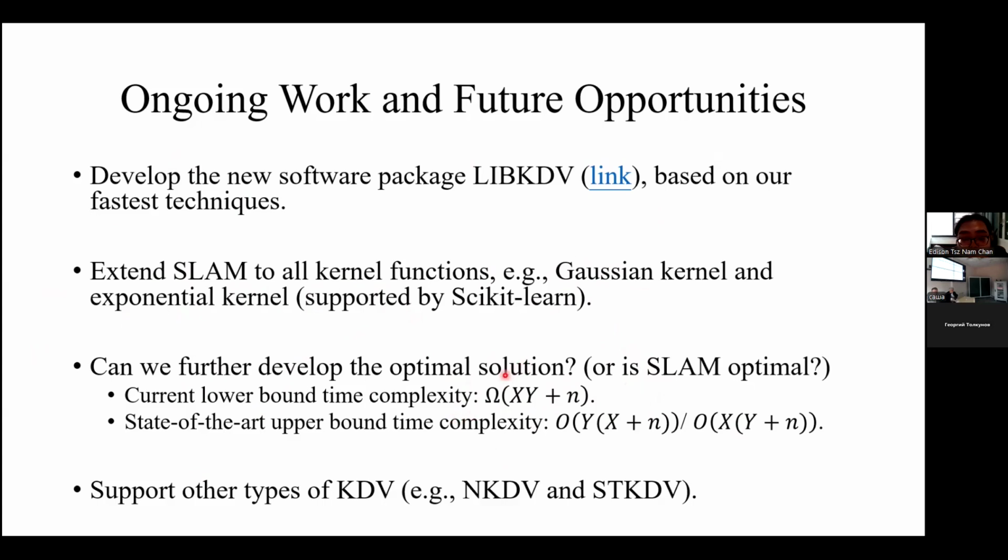So the lower bound time complexity is Omega(XY plus n), but our current upper bound is O(Y times (X plus n)). That's why we have a gap in between. Either we can increase this lower bound, or we can reduce this upper bound. And we want to support other types of KDV, for example, network kernel density visualization, NKDV, and spatial temporal kernel density visualization, STKDV. So this is the end of my presentation. If you have any question, you can ask me.